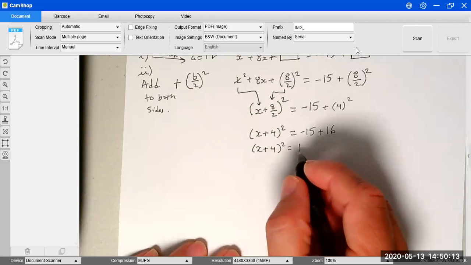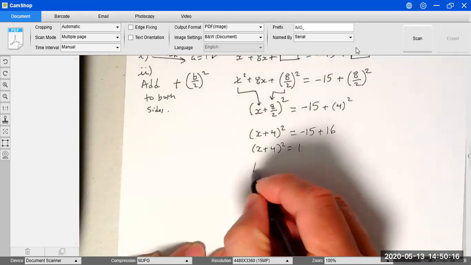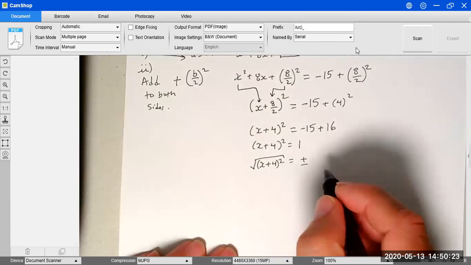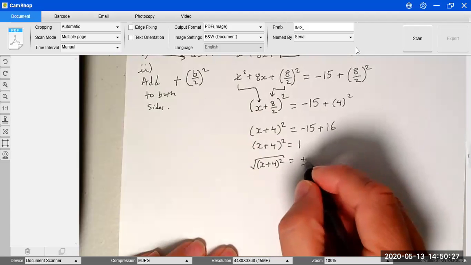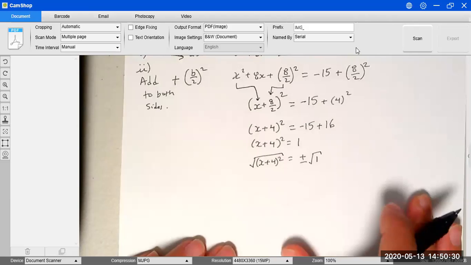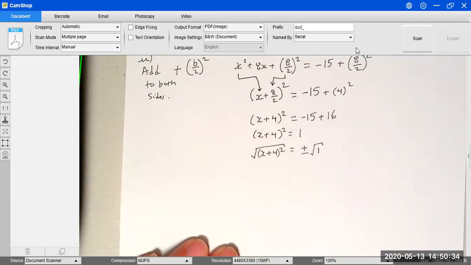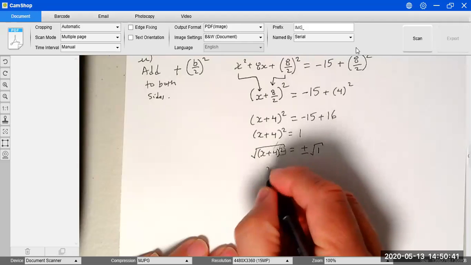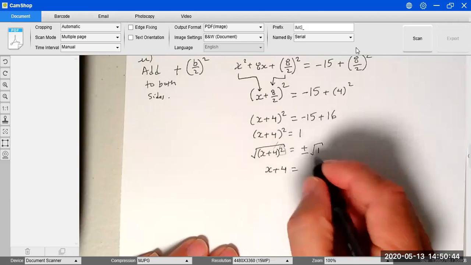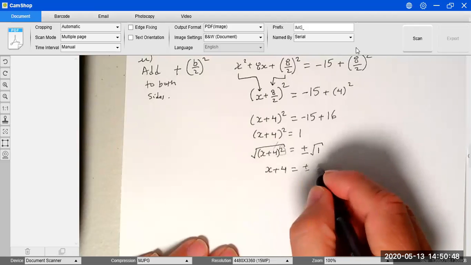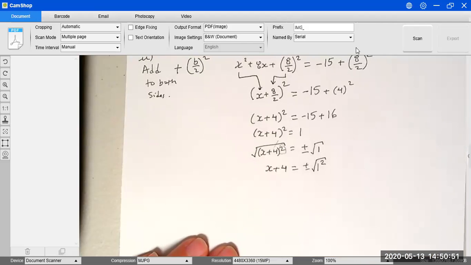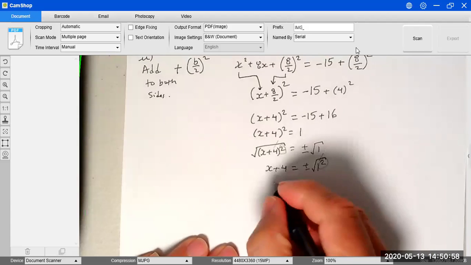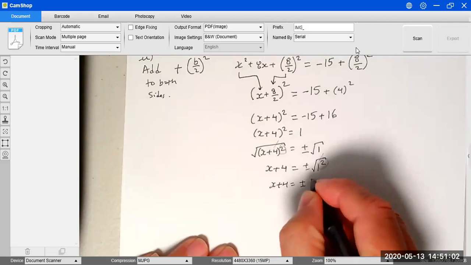Then it's time for us to apply the square root property. Meaning that we need to take the square root on both sides, but on the right-hand side we're going to have two radicals, plus and minus square root of 1. Now we can cancel the exponent and the radical sign. So we end up with x plus 4 on the left-hand side. On the right-hand side, we can write the radicand as a perfect square, and if we do that, we're able to cancel the radical sign and the exponent. So we get x plus 4 equals plus or minus 1.